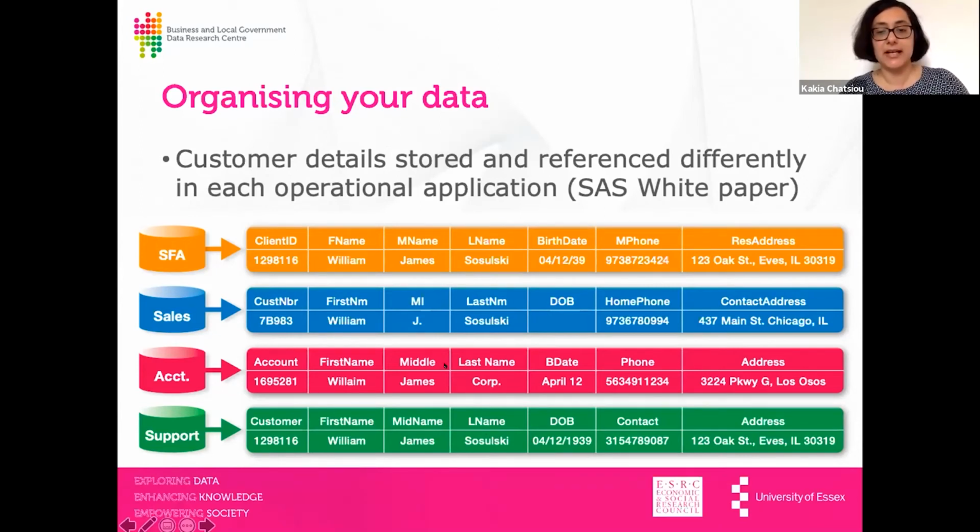So you see in the red line, his last name is not always recorded correctly. There's missing information in the date of birth, in the blue line, in the sales. There are different phone and contact numbers across, depending, I guess, on when he interacted with these departments, and of course different contact addresses.